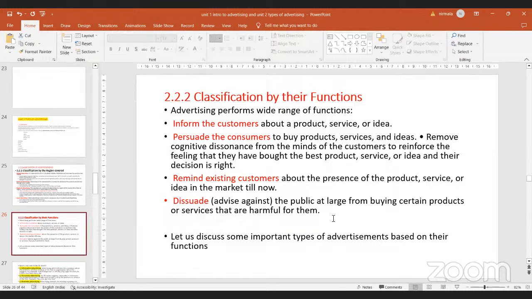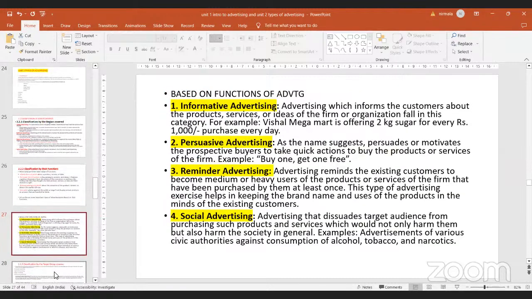And yesterday, advice against also regarding certain things. And here, maybe we can also go for advertising. Most of the social advertising is done in this form. So, based on the function we just discussed, whether it is persuading, whether it is informing the audience, whether it is reminding the promising consumers to buy the products, etc., or it is about social advertising, like avoiding certain things, etc.